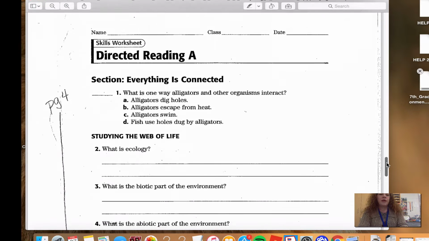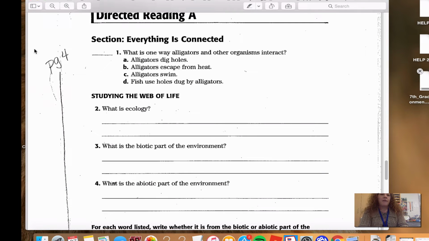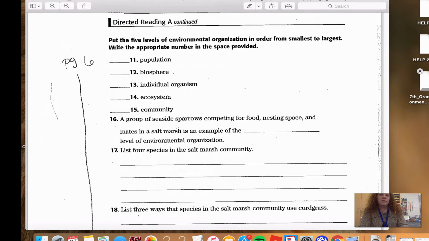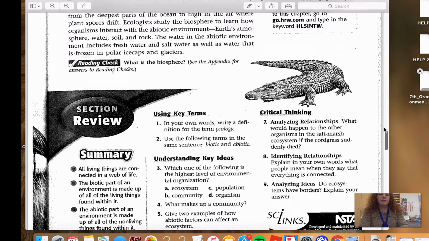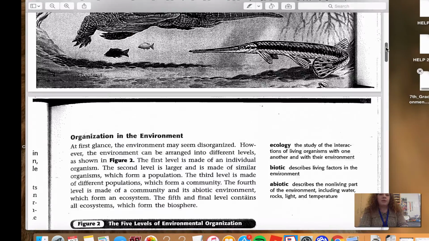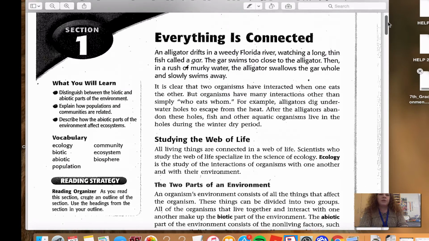Then if you scroll down, you'll see your directed reading. I've made sure to include page numbers. So what you can do is go back up. You can see there's 20 questions. You can go back up to the page that you want to and read the questions.